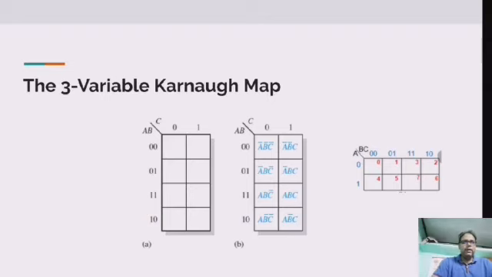The binary values of A and B are along the left side. We can see in the diagram, we can notice the sequence, and the values of C are across the top. You can look at the top. The binary values have been written for C as 0 and 1. On the other hand, along the vertical side, we have written the binary values for AB as 00, 01, 11 and 10.